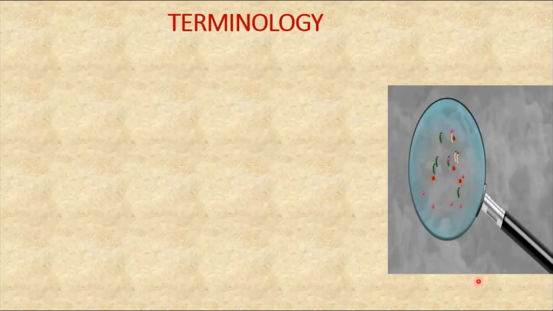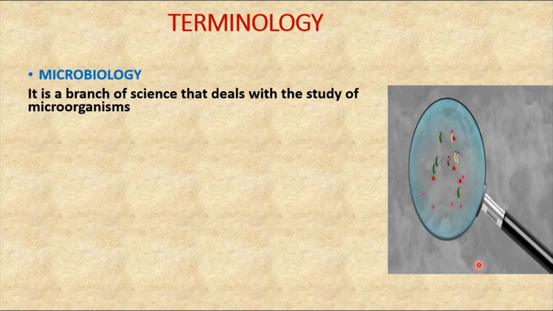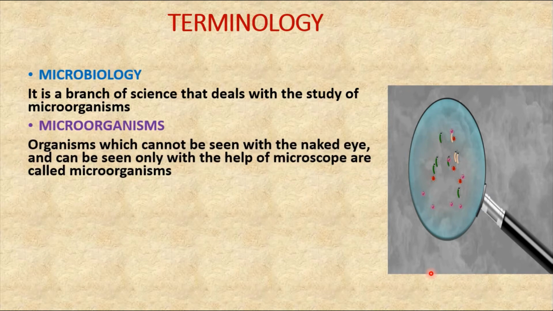And then coming to the terminology, here we are supposed to learn a few terminologies related to the microscopy topic. So here comes microbiology. It is a branch of science that deals with the study of microorganisms. And what are microorganisms? Those which cannot be seen with the naked eye and can be seen only with the help of the microscope are considered microorganisms.